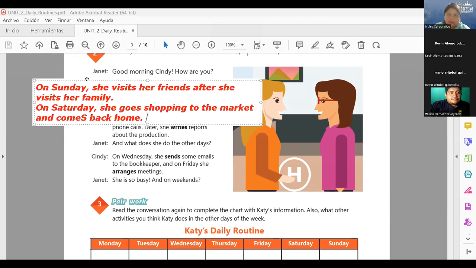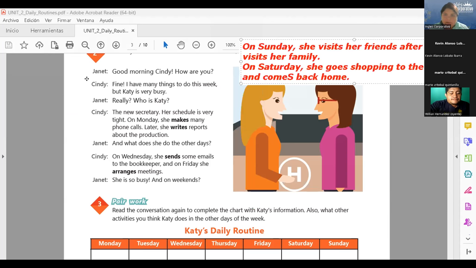Let's see. Johnny and Oscar. Se las dejo, chicos, para que la copien. Johnny, Oscar and Fernando. ¿Cómo estamos ahí, chicos? Vamos. Okay, empiezo.